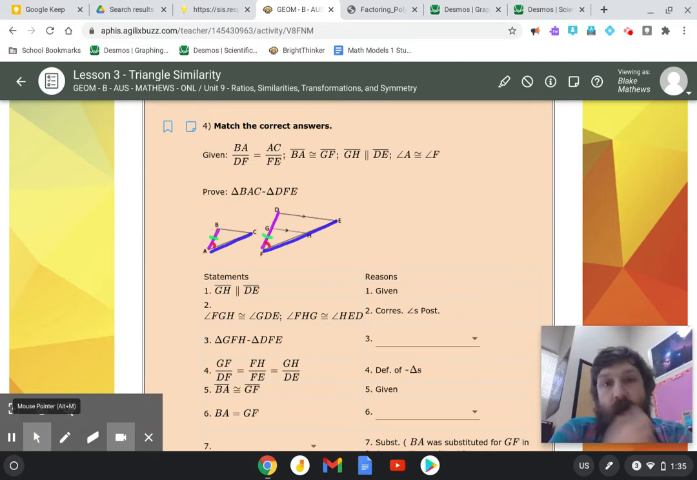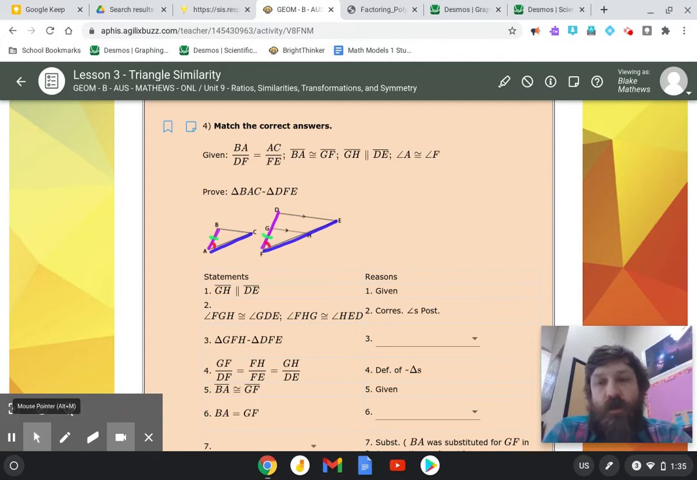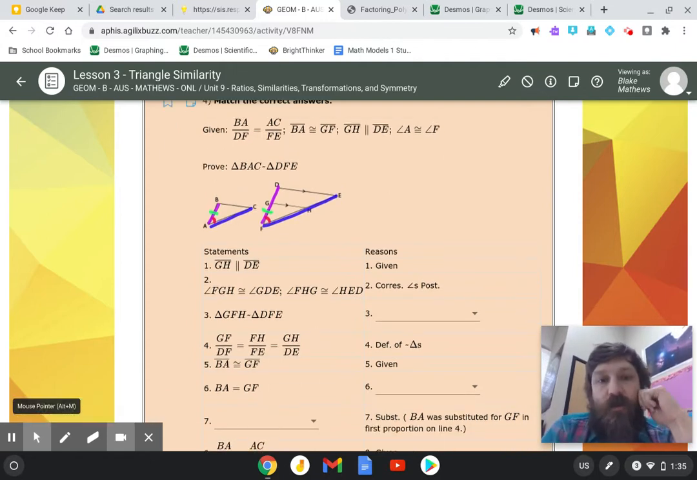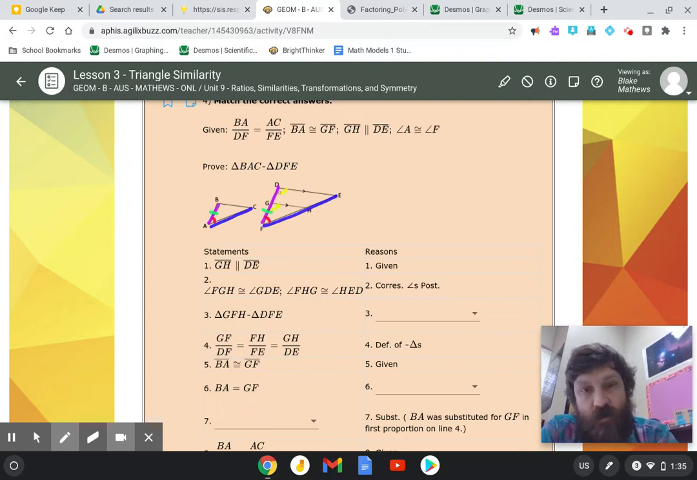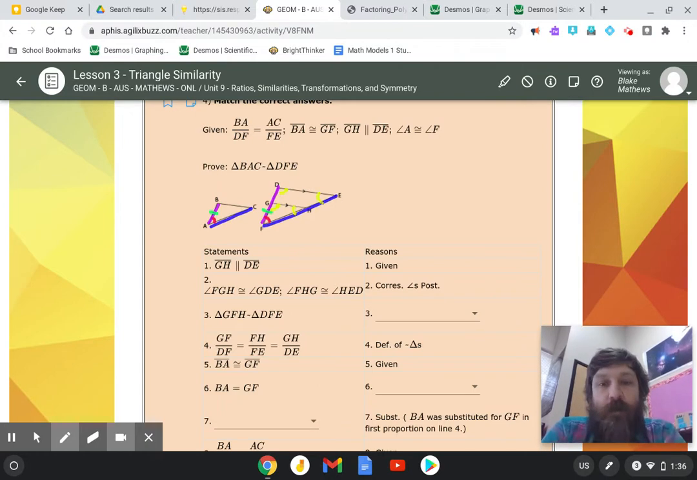Now we know that basically this is the side angle side theorem. So we're going to prove it from scratch. So we have a given in the first statement, which is that GH and DE are parallel. And then since those are parallel, we know that these following angles are congruent. FGH, that's going to be this angle, is congruent to GDE, and FHG is congruent to DEF or DH. So those are because those are corresponding angles in that transversal.